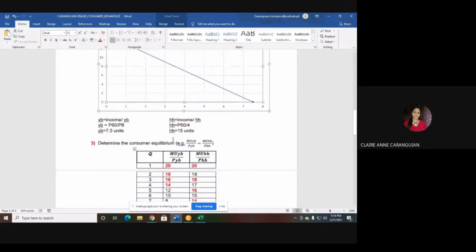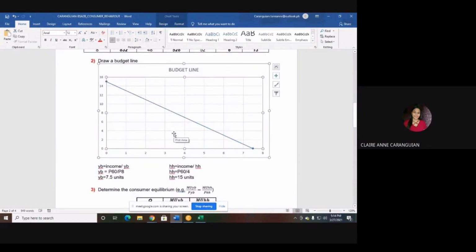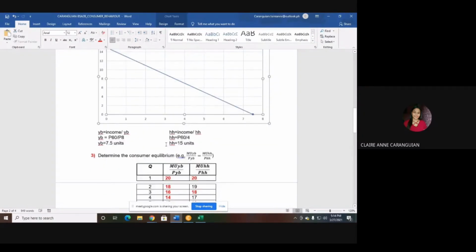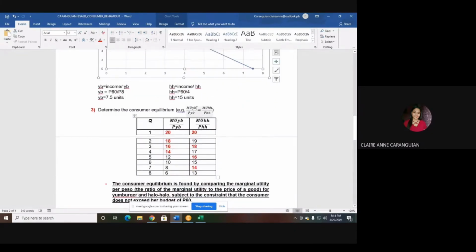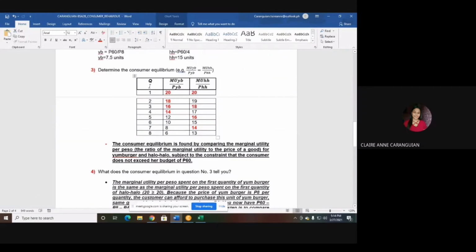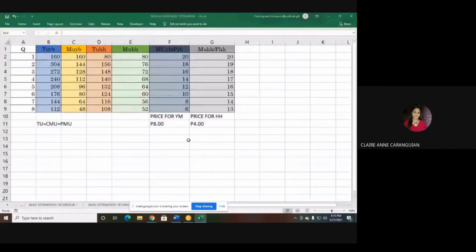Next is, we already completed the budget line or drew the budget line. Next is to determine the consumer equilibrium. So, example given is MUYB over the price of Yum Burger is equal to marginal utility of halo-halo over the price of halo-halo. So ito na. Bakit ba naka-highlight yan? As we can see dito, 'di ba madaming pagkakaparehas.